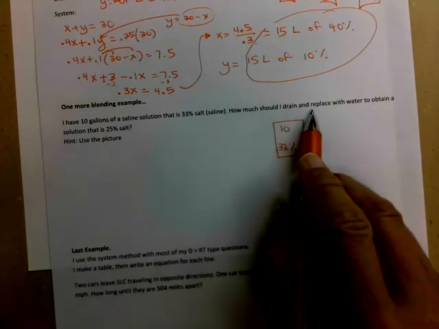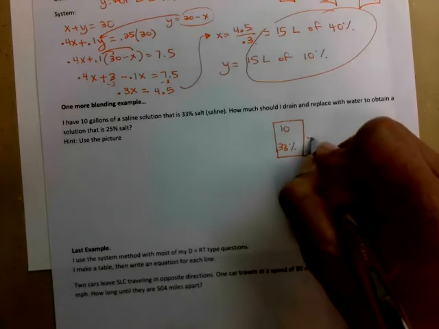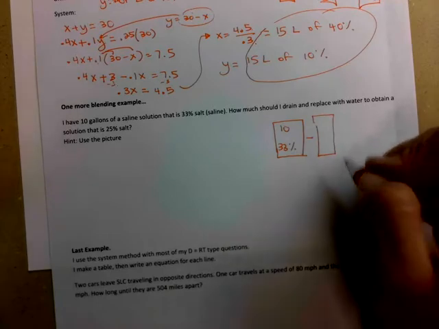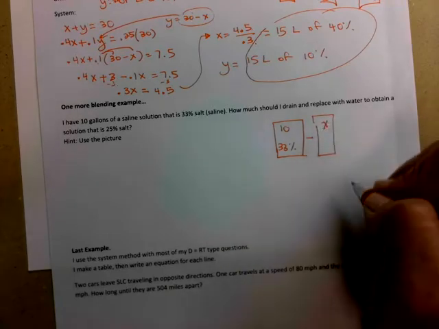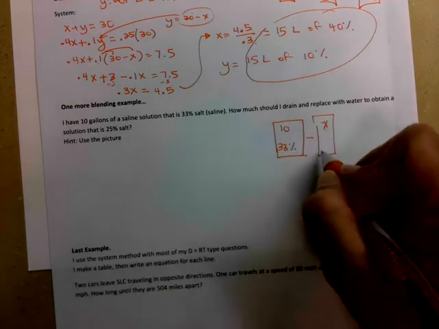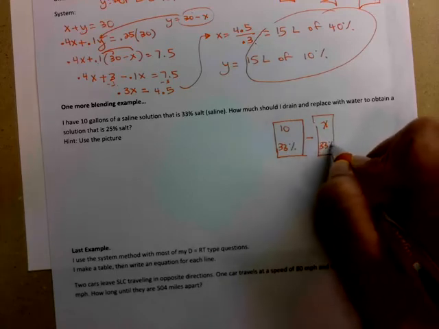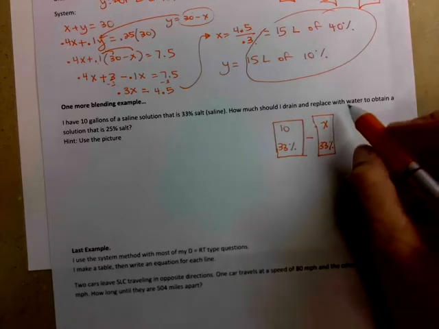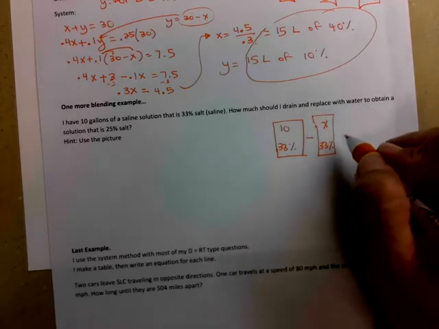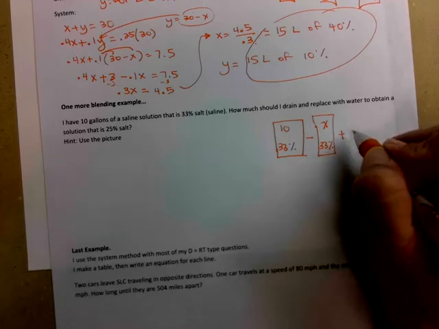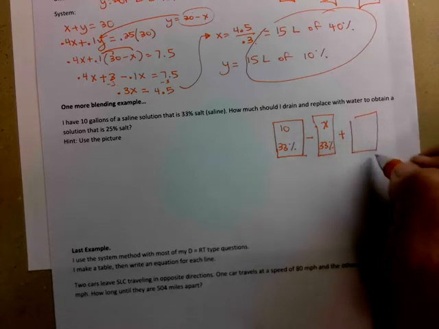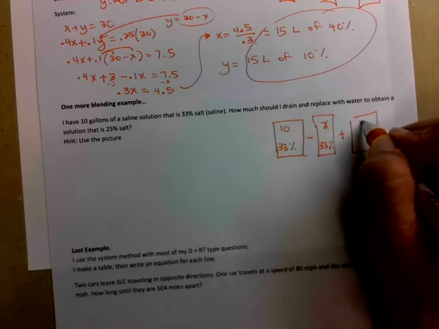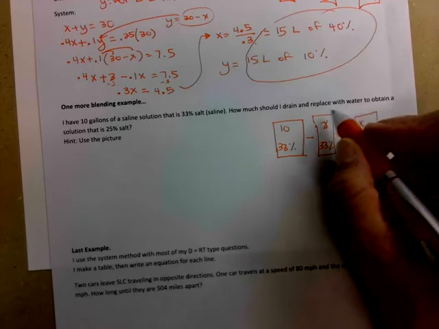How much should I drain, minus how much? I don't know. That's my x. But the percent that I'm draining is also 33%. This might not actually be a system. This might just be a picture here. And replace with water. So now I'm going to add back in how much. I'm going to top it back off, right? So if I take out x gallons, I'm going to add back in x gallons. And it's going to be straight water.